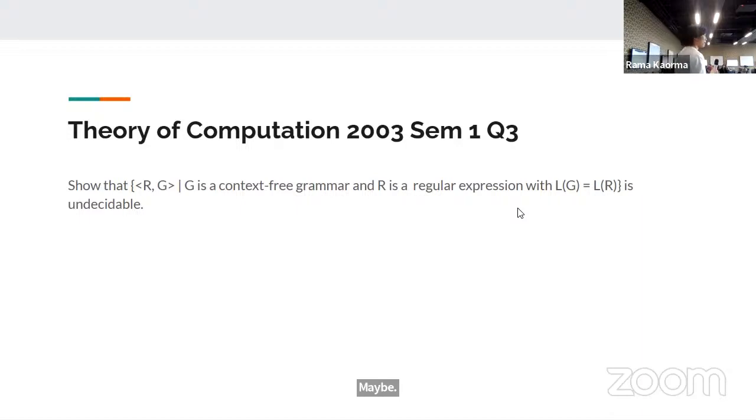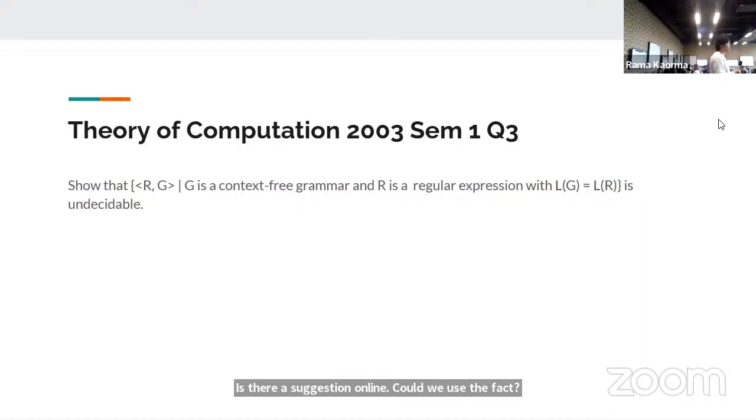There's a suggestion online. Could we use the fact that a set of all languages generates all strings, then we can just say that this is decidable. Then the universality one. I like that answer. In fact, it's correct. Do you want to explain it?